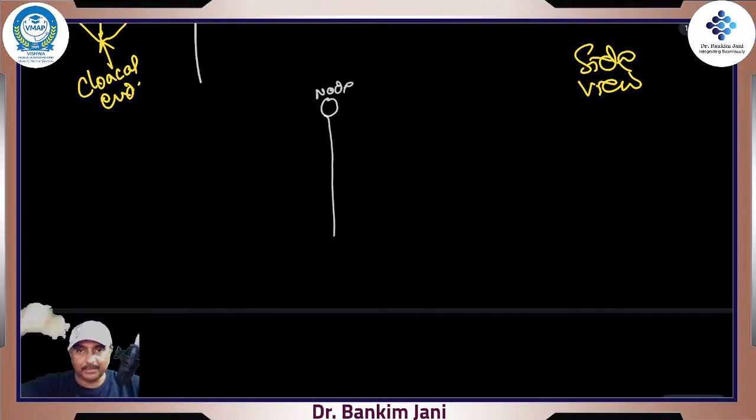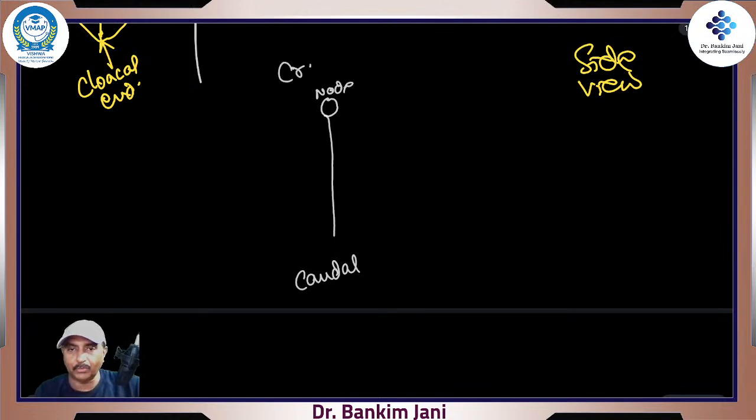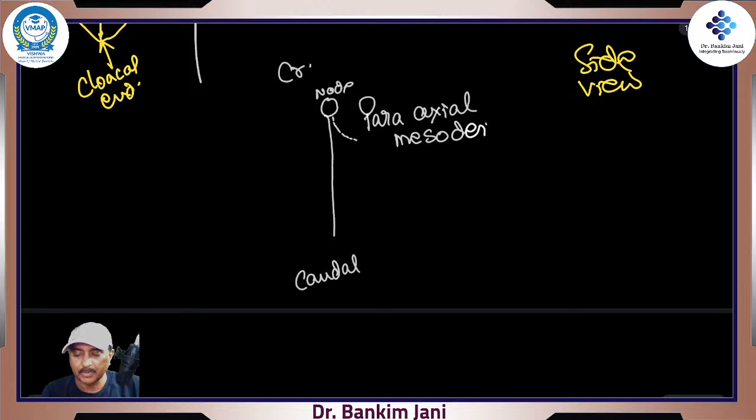So this is the cranial end. This is the caudal end, right? This is the cranial end. So from the node, which is at the cranial end, there would be a few cells which will be going like this, right? They are paraxial mesoderm, right? Paraxial, that means this is the long axis and they are surrounding the long axis. Then they will be at the caudal end. Are you getting it? Right?